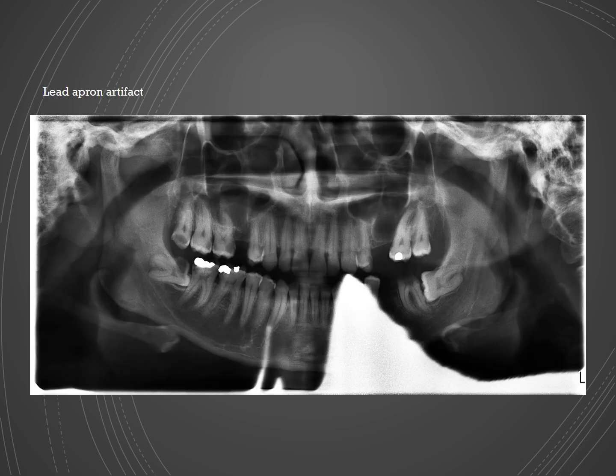Lead apron artifacts: if the patient has a short neck or hasn't been positioned properly, then you would see that the lead apron, which covers the chest of the patient and the shoulders, actually ends up casting a shadow because it is getting in the way of the x-ray machine. And it is not supposed to. And this is again a non-diagnostic film which cannot be used, and it has to be repeated.